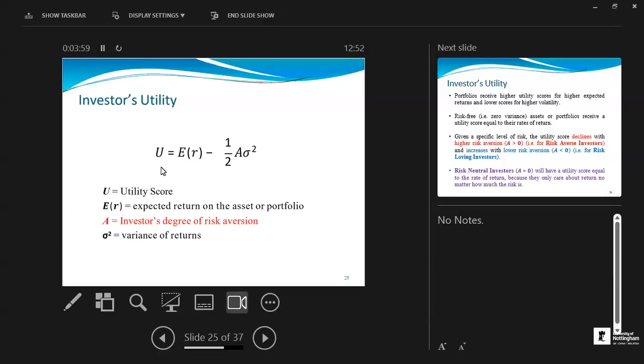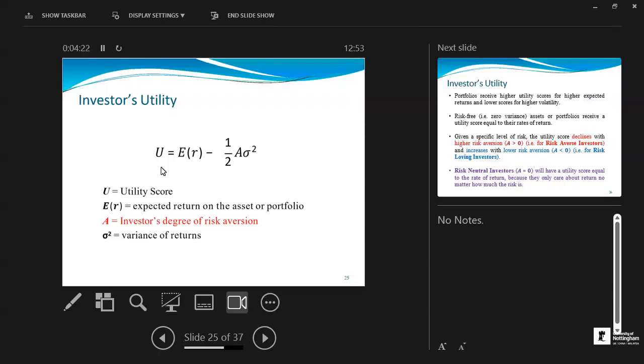So what do we have? Expected return, which is the benefit, right? Why do you invest? In the hopes to earn some expected return. So expected return is the benefit, but there's a cost to this investment. And what is that? The risk. So in the second term, you have risk.